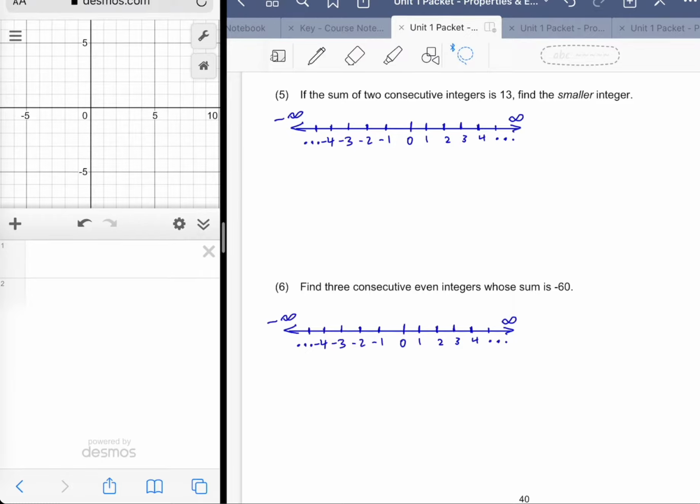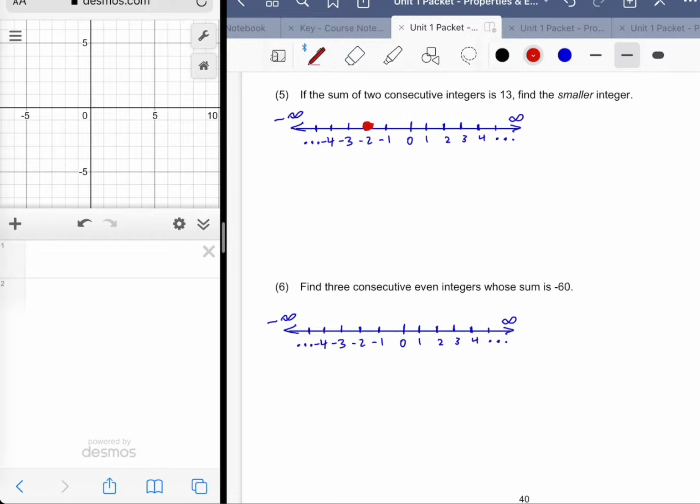So consecutive integers. Let's just focus on that. If I start off with any arbitrary integer, so just pick one out of a hat, it doesn't matter, I'll put it right here at -2. All right, that's an integer. Any number that I plotted here would necessarily be an integer because that's how we defined it.